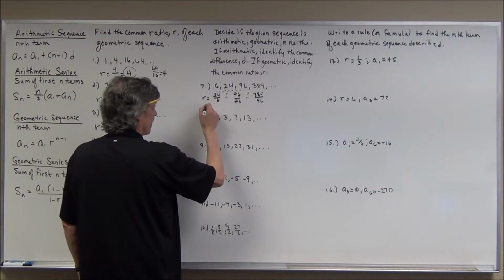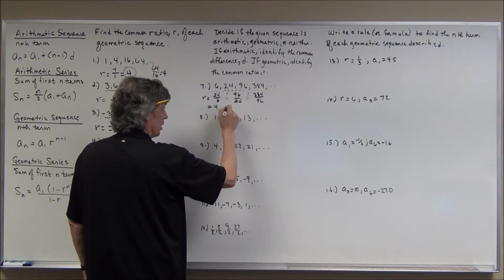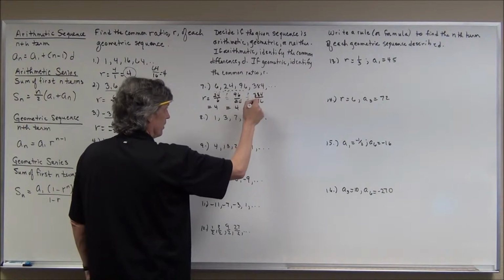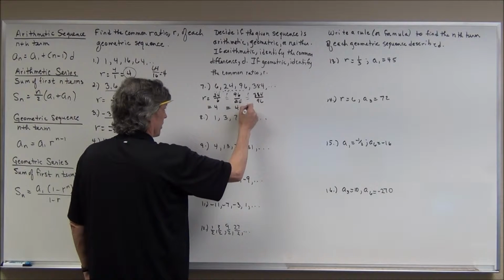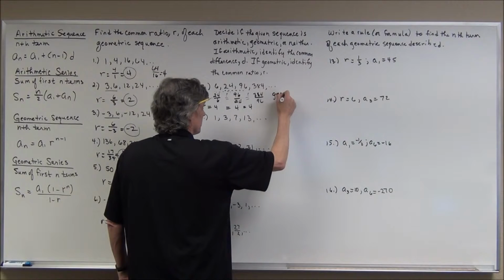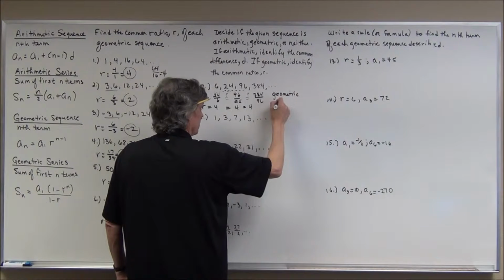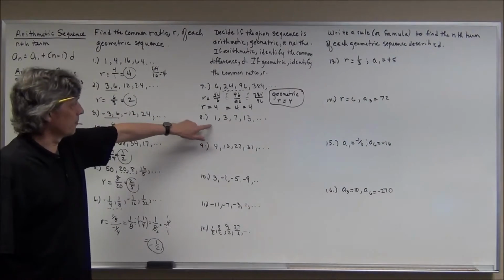Well, 24 divided by 6 is 4. 96 divided by 24 is also 4. And 384 divided by 96, get your calculator out, it's also 4. So this is geometric, and my common ratio is 4. All right, next one up.